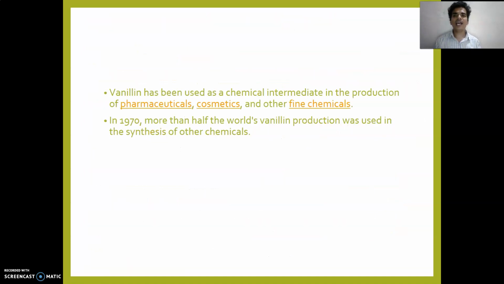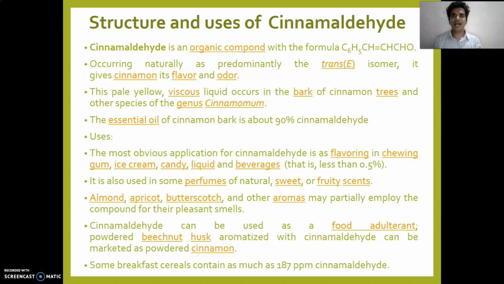Then vanillin has been used as a chemical intermediate in products in pharmaceuticals, cosmetics, and some other fine chemicals. And in 1970, more than half of the world's vanillin product was used in synthesizing different types of chemicals and flavoring. And then last, there is the structure and the uses of cinnamaldehyde.